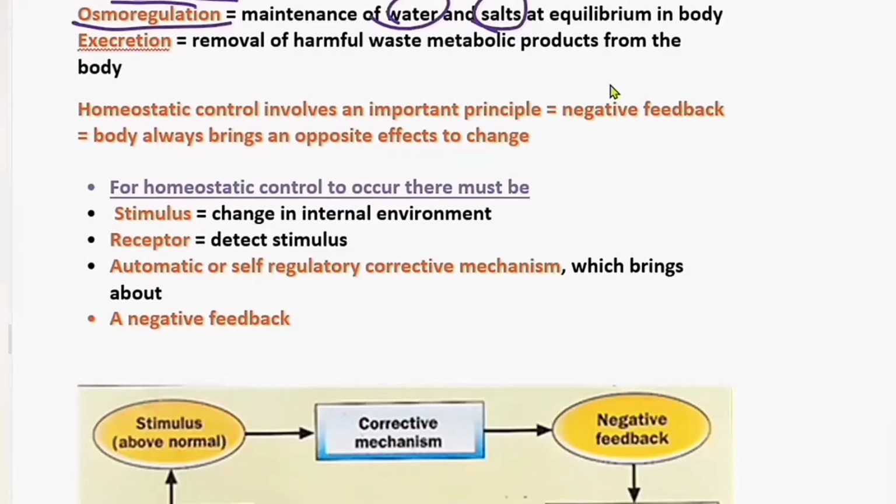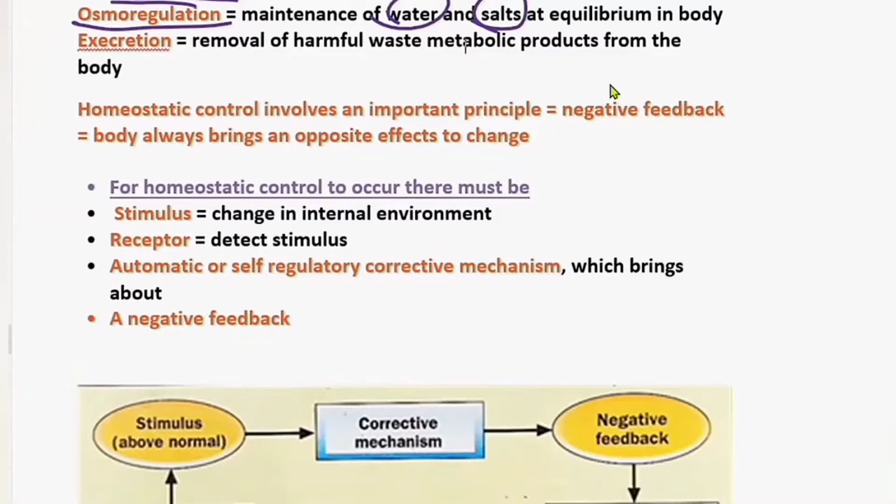Okay, homeostatic control involves an important principle which is known as negative feedback. Negative means the opposite effect to the change. If there is a high concentration, it will decrease the concentration. It is opposite to the high concentration, so it's known as negative feedback, right?